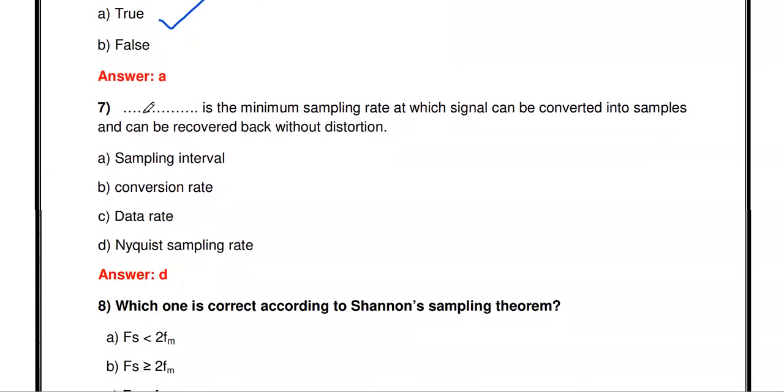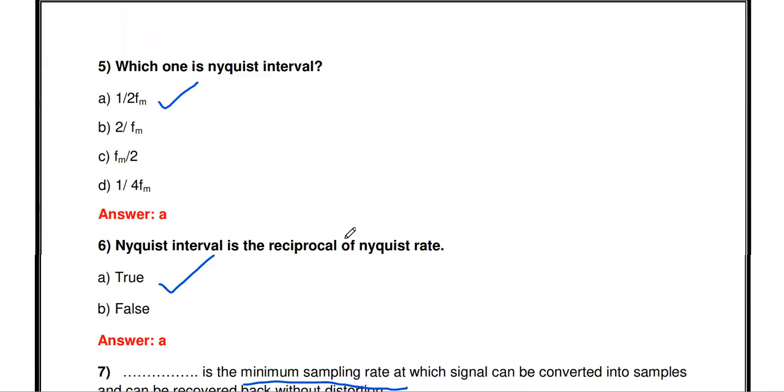Then the next question: dash is the minimum sampling rate at which the signal can be converted into samples and can be recovered back without distortion. The options are sampling interval, conversion rate, data rate, Nyquist sampling rate. The Nyquist sampling rate is nothing but Fs equal to 2 Fm.